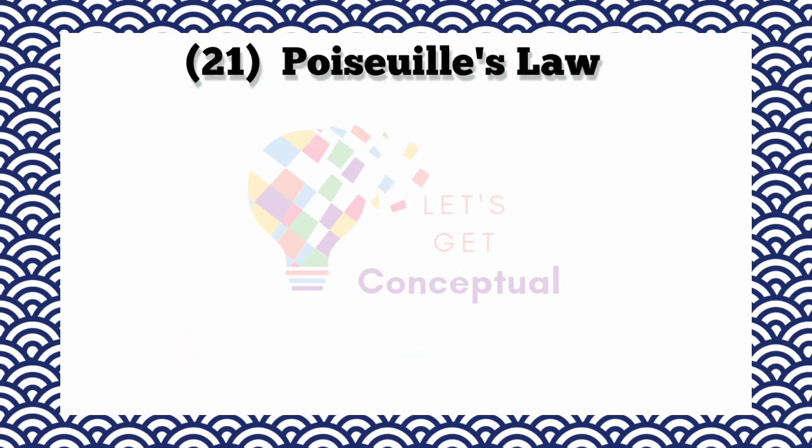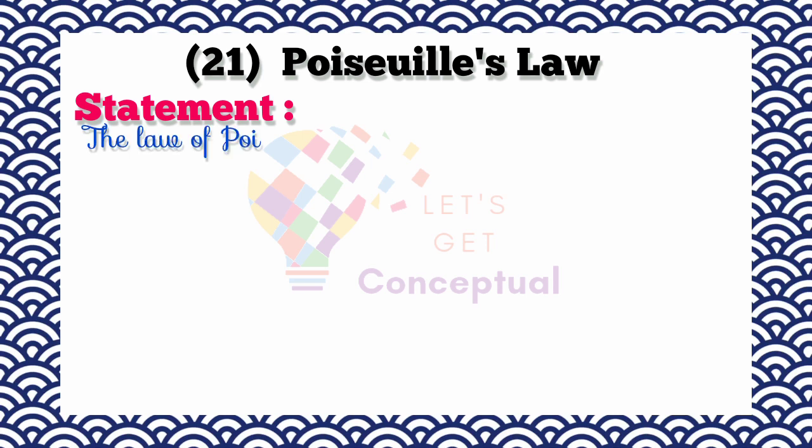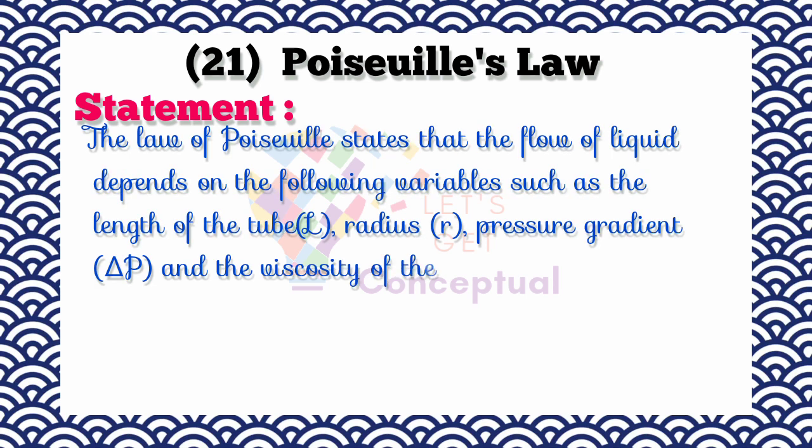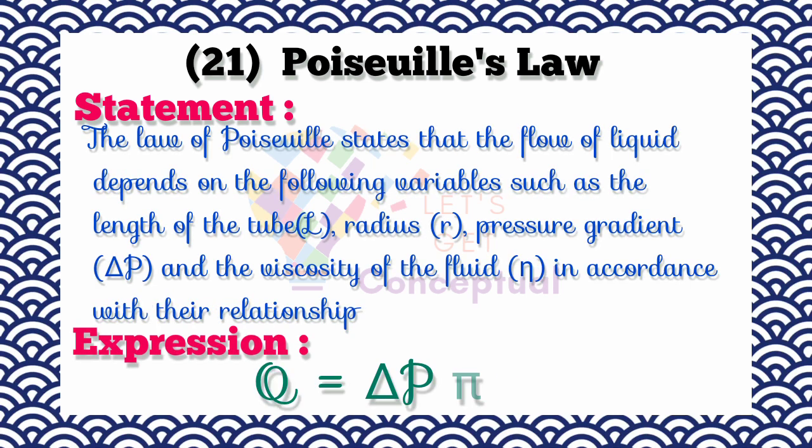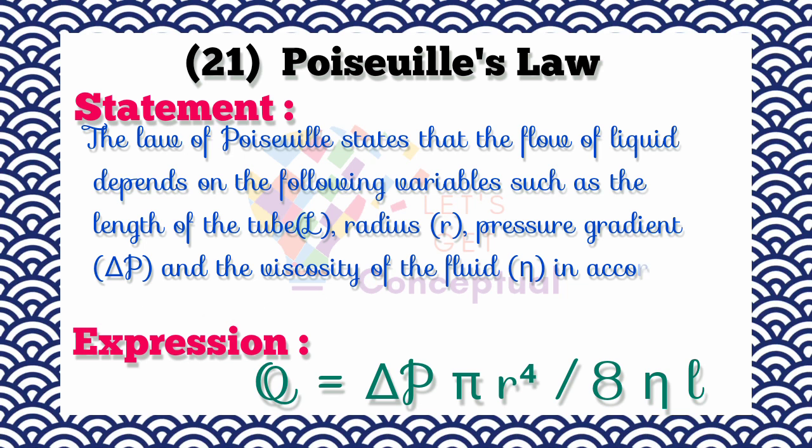Number 21. Poiseuille's law. Statement. The law of Poiseuille states that the flow of liquid depends on variables such as the length of the tube L, radius R, pressure gradient del P, and viscosity of the fluid theta, in accordance with the relationship. Expression: Q equals del P pi R square over 8 theta L.